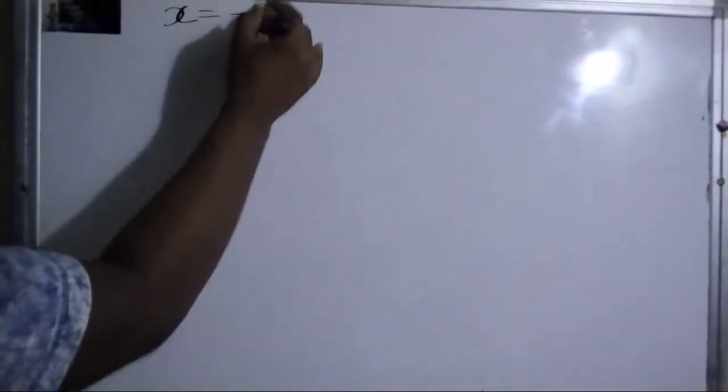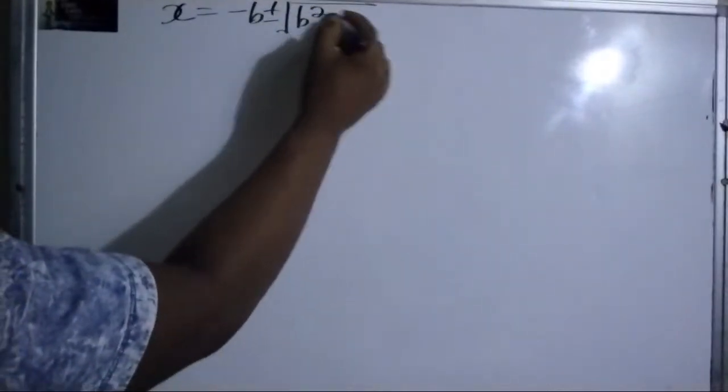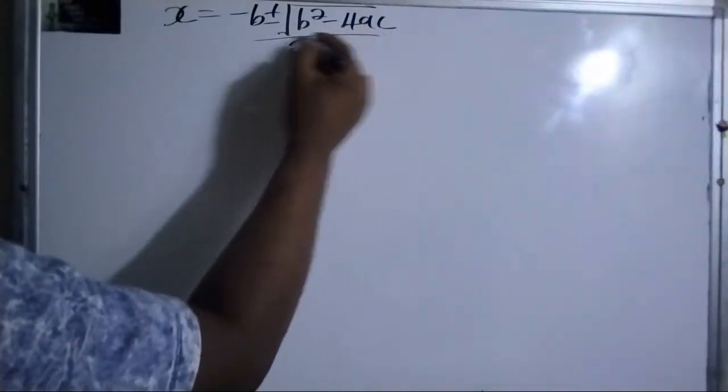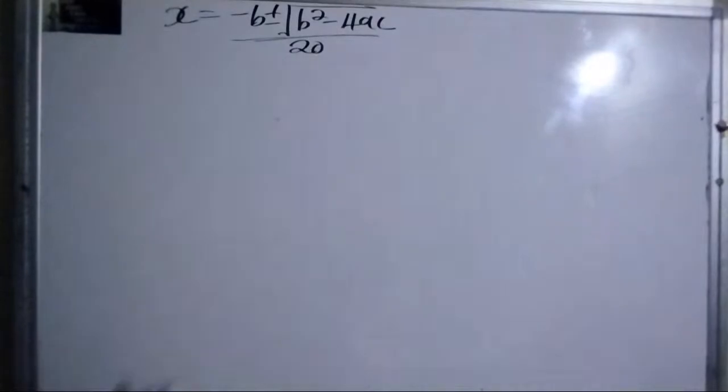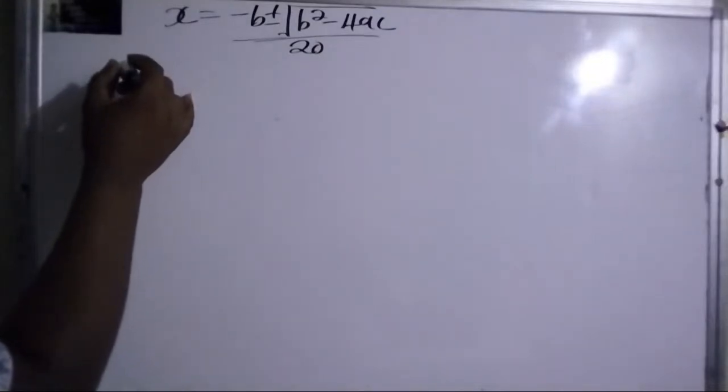So this is the formula. X equals minus b plus or minus the square root of b squared minus 4ac, all over 2a. So the last thing we're going to be doing is dividing by 2a. Let's see if we can use some different numbers now. Ensure you have a calculator, guys.